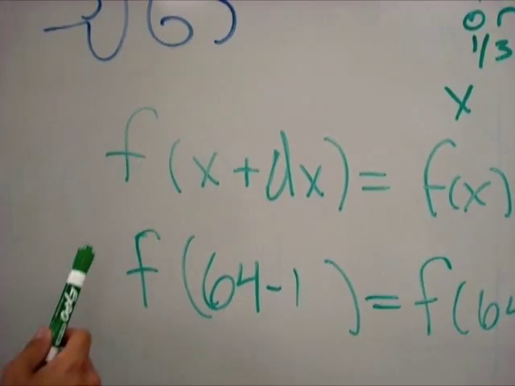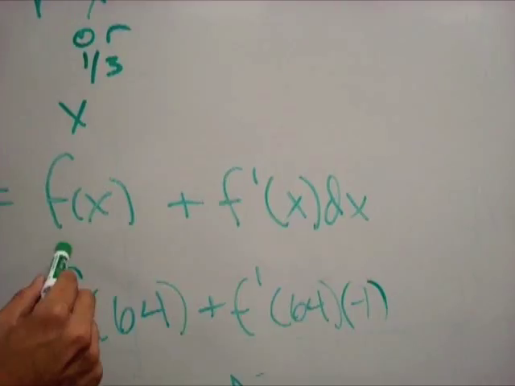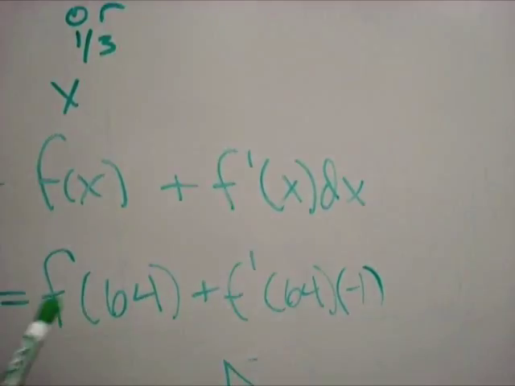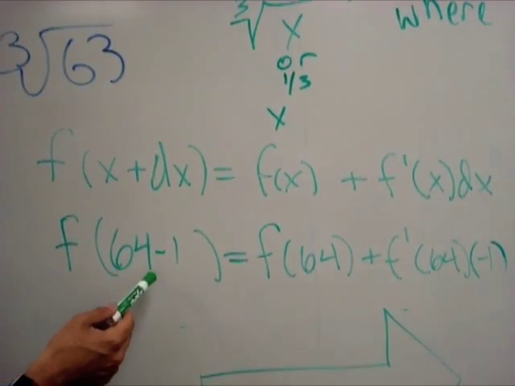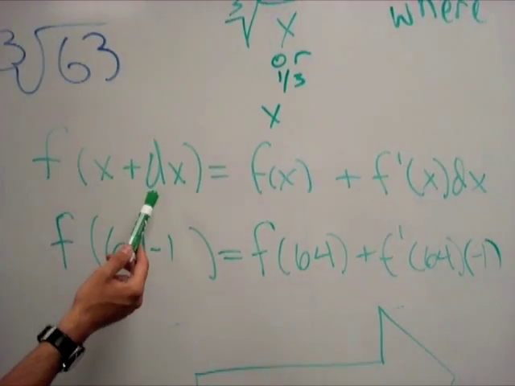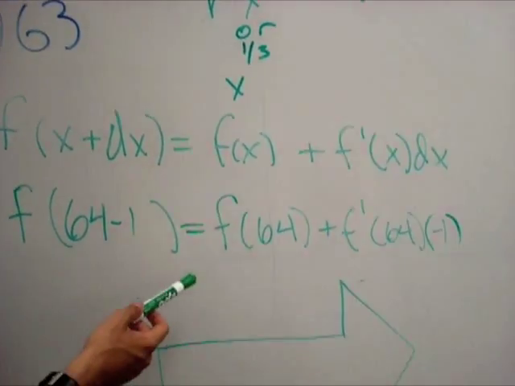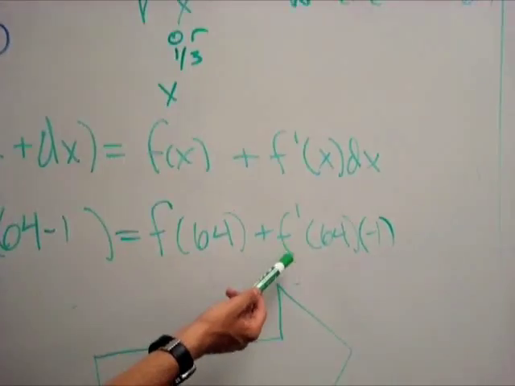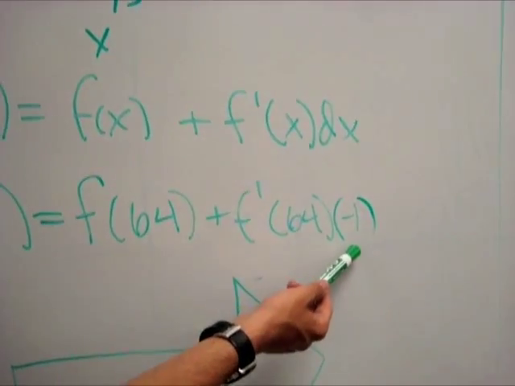Our formula that we're going to use is f of x plus dx, which is going to be equal to f of x plus the first derivative of f with respect to x, times dx. So to get 63, we're going to have to take 64 minus 1. So negative 1 is going to be our dx, or our change in x. Now over on this side of the equation, we have our f of 64 plus the first derivative at 64 times our dx, which we concluded was negative 1.